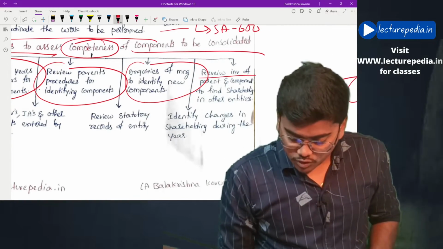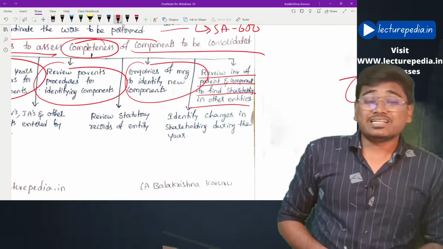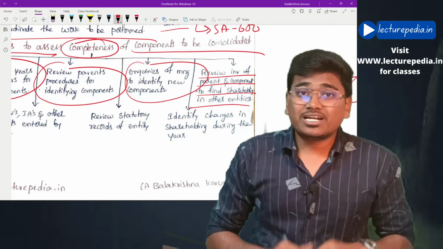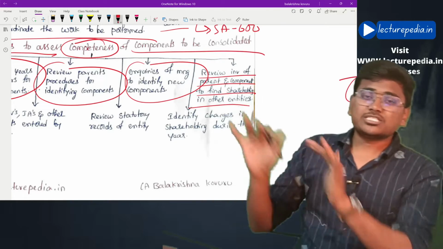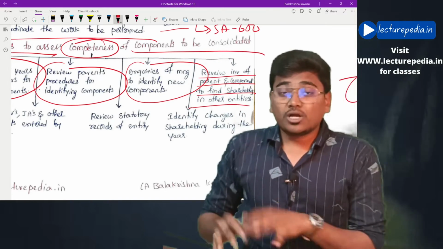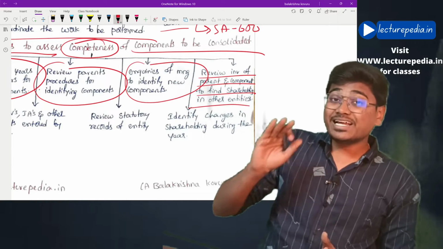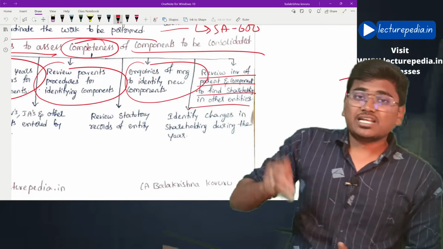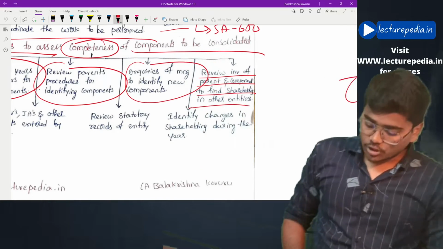Next, review of investments of the parent and component to find shareholding in other entities. What the auditor can do is take the investment account or list of investments made by the parent entity during the year. By reviewing that, the auditor can come to know whether the entity has invested in any new components. This is another audit procedure that the auditor can perform.